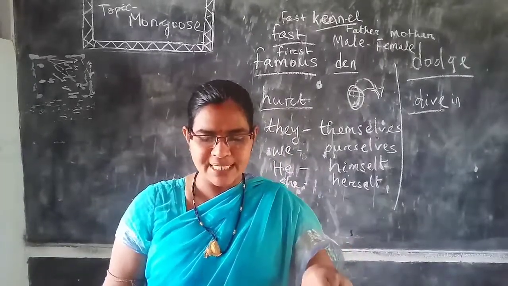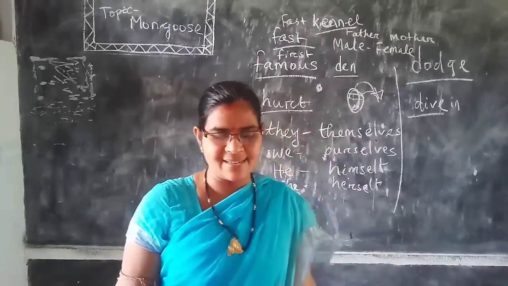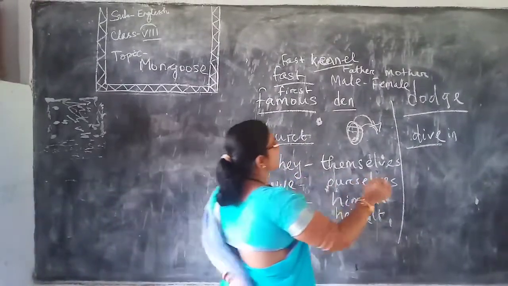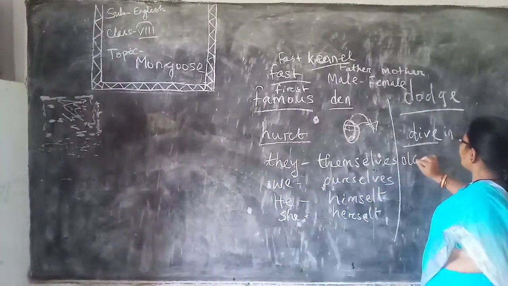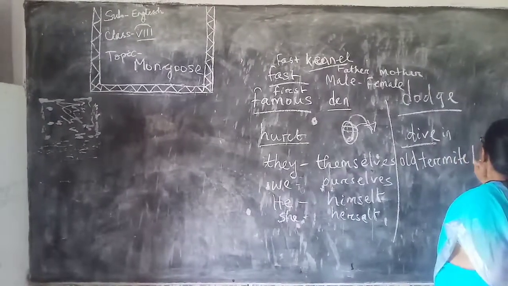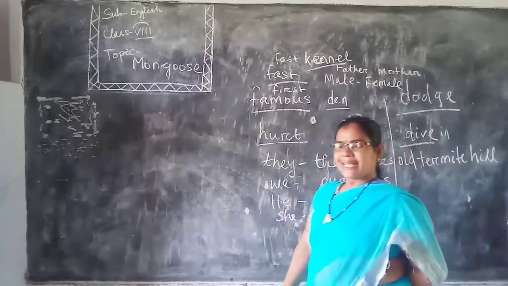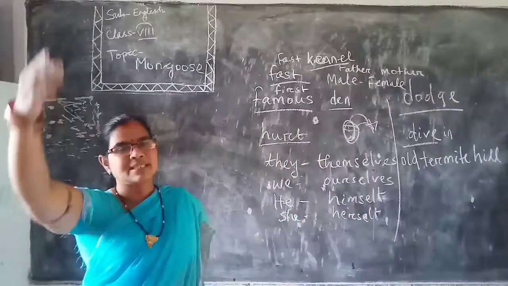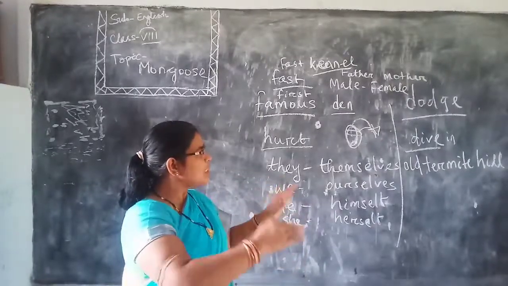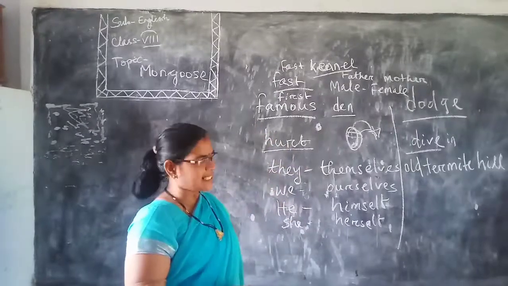The den of the mongooses is built where? Inside an old termite hill. What hill? Old termite hill. Hill, you know, what is the difference between a hill and a mountain? A mountain's height is much more, but here the elevation is a little bit less. Okay, there the den of the mongooses is built.